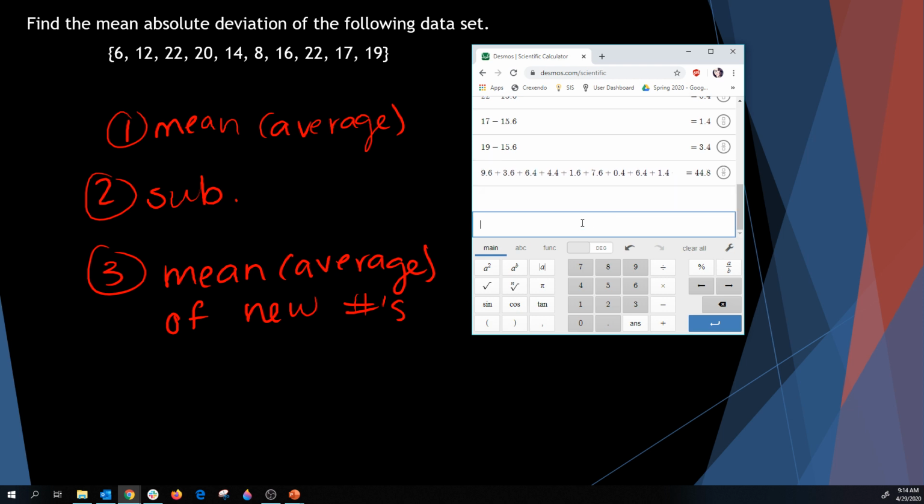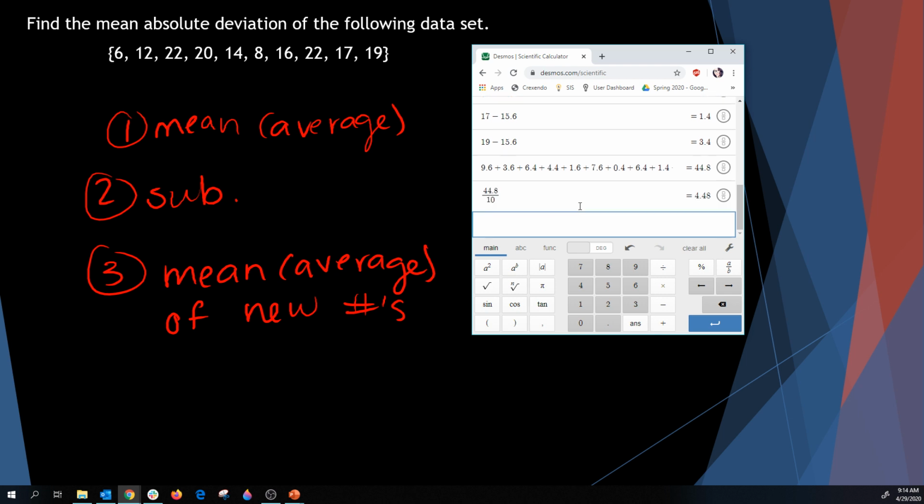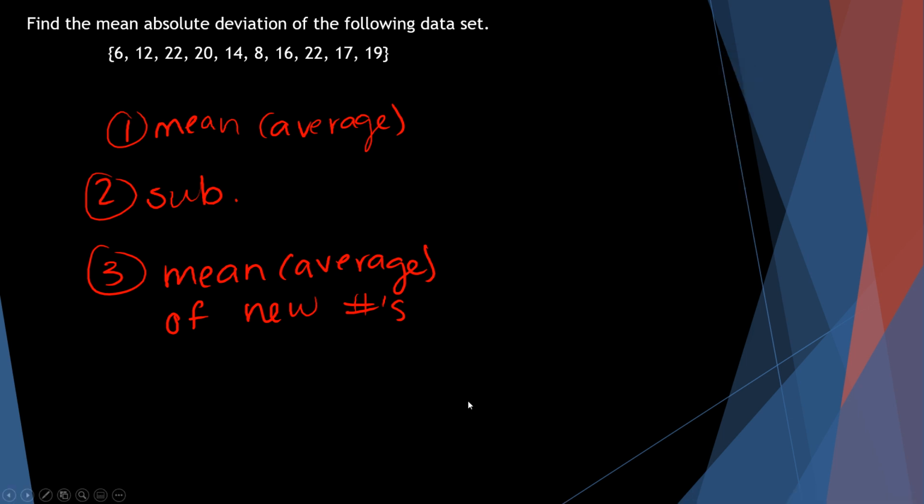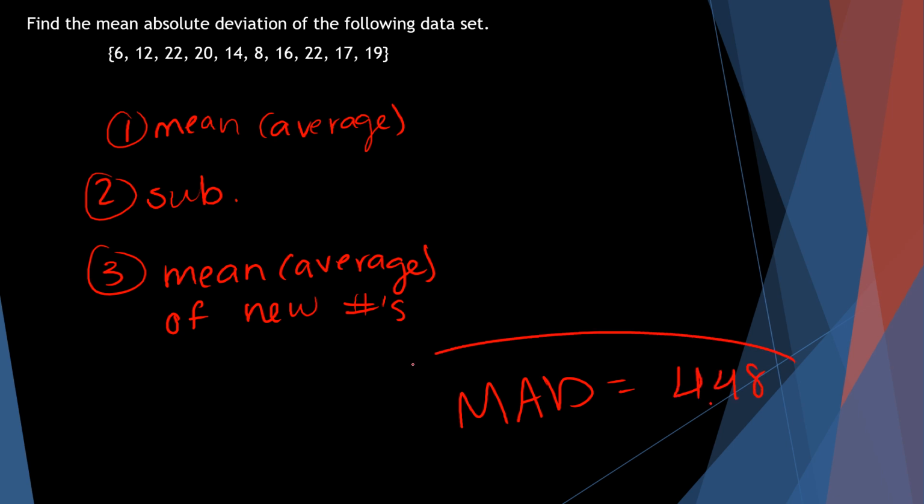So I'm going to take that 44.8 and divide it by 10, which gives me 4.48. So my mean absolute deviation for this problem is going to be 4.48. So for mean absolute deviation, average, subtraction, average.